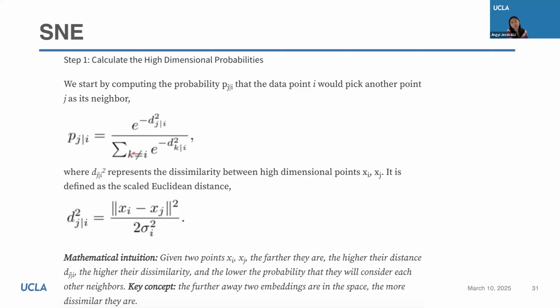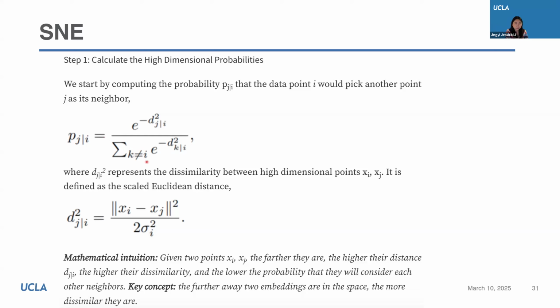You sum over all data points that are not equal to i. Therefore, for this p_{j|i}, if you take the sum across all j not equal to i, you will get a sum of 1. So this is the probability of data point i taking other data points as its neighbor.